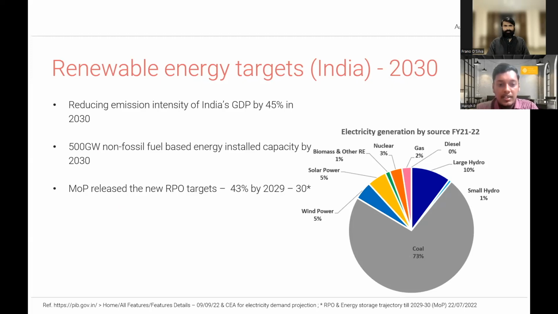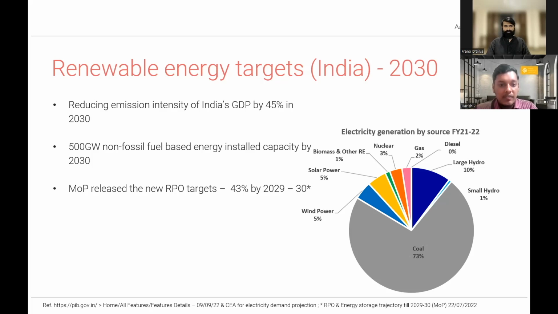India has done a good job in reducing the emission intensity of GDP by 24% between 2005 and 2016. And now we have also promised to make it even better by reducing the emission intensity further by 45 percent by 2030 compared to the 2005 levels. In addition to these emission targets, we also have a net zero target to be achieved by 2070.